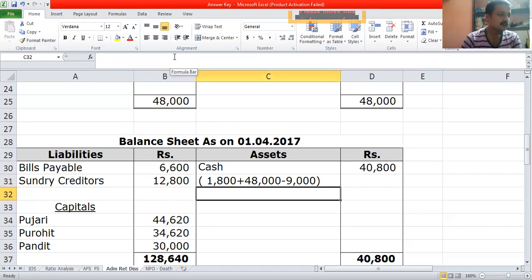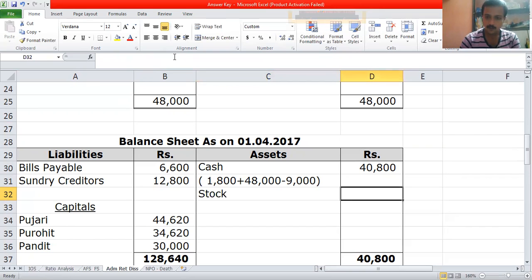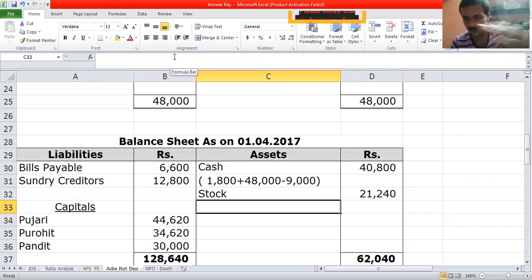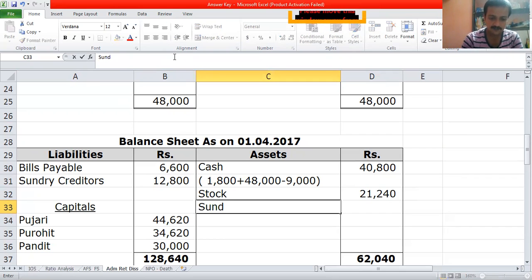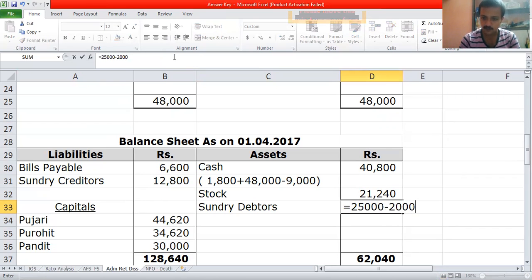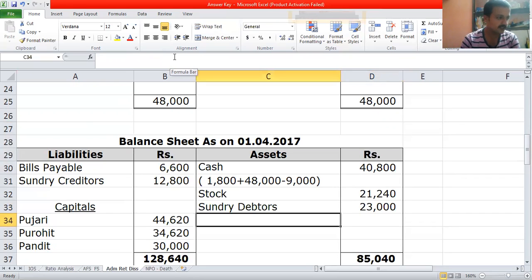So it will be 40,800. And then stock, it will be 23,600 minus 2,360. It will be 21,240. You need to show this working in the balance sheet, but as I don't have much time, I'm not showing it. So next is sundry debtors. Out of this, 3,000 has been reduced. Earlier it was 25,000, minus 2,000, so it will be 23,000.